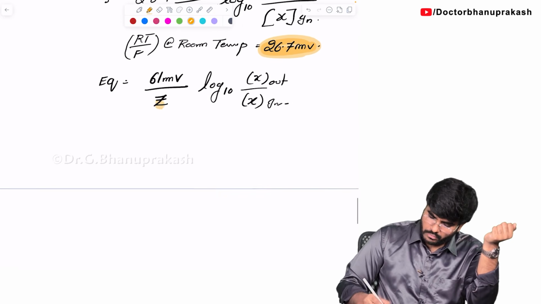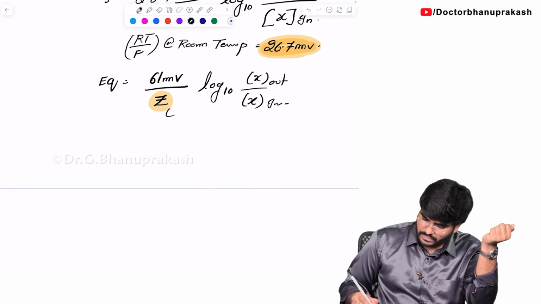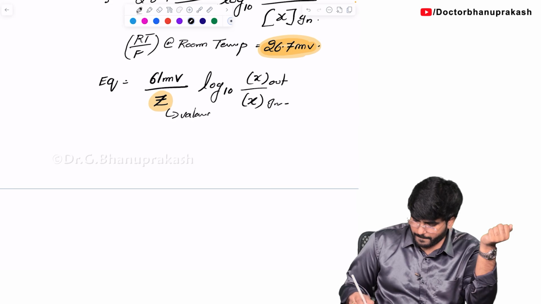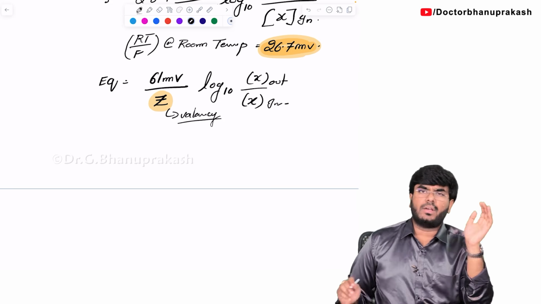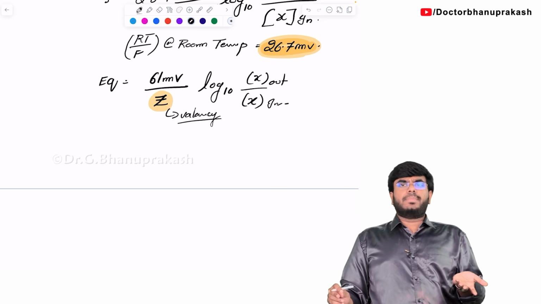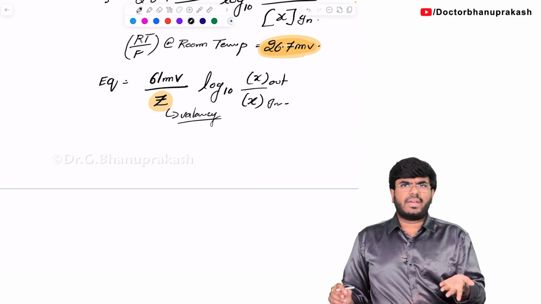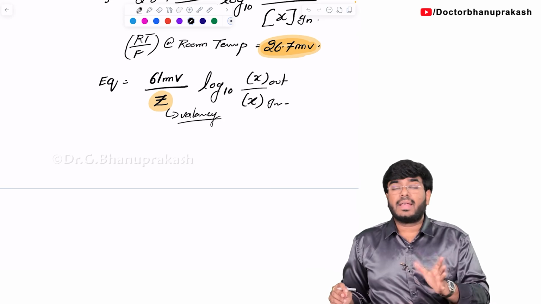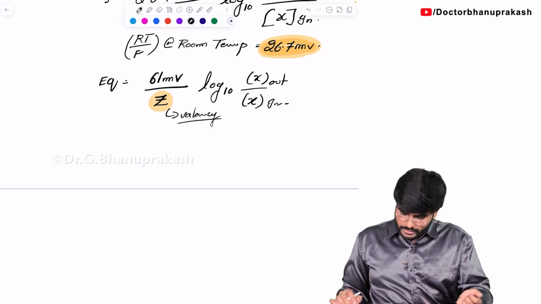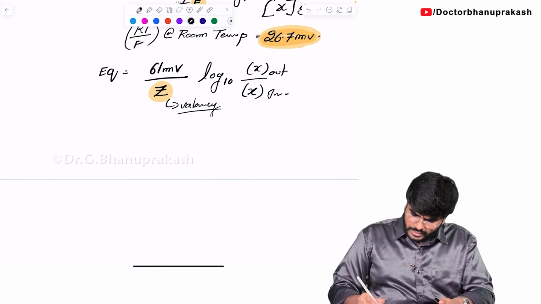Now, what exactly is this Z, sir? Z is the valency of that particular ion. If it is sodium, plus 1; if it is chloride, minus 1; calcium, plus 2. The valency, whether it's a positive charge or negative charge. Next step. Now, let me give you an example.